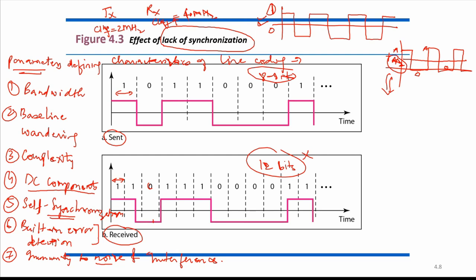So this is the effect of lack of synchronization. While looking at different encoding techniques, we will look at different parameters: whether it needs higher or lower bandwidth, whether baseline wandering is there or not, whether the system is complex or easy, whether there are any DC components, and whether synchronization bits or a synchronization mechanism are available in that line encoding or not. That is what we need to think about.